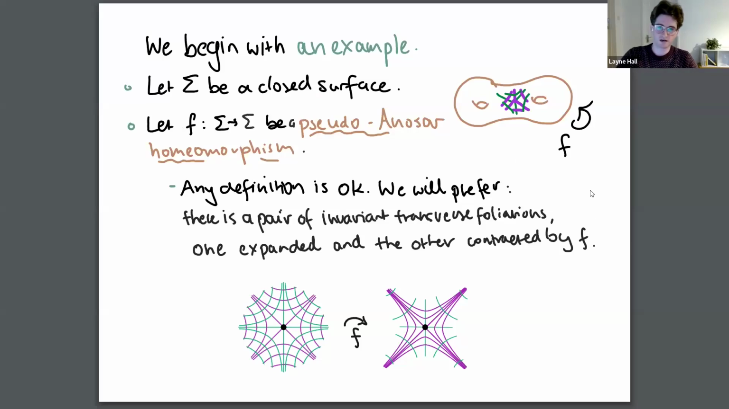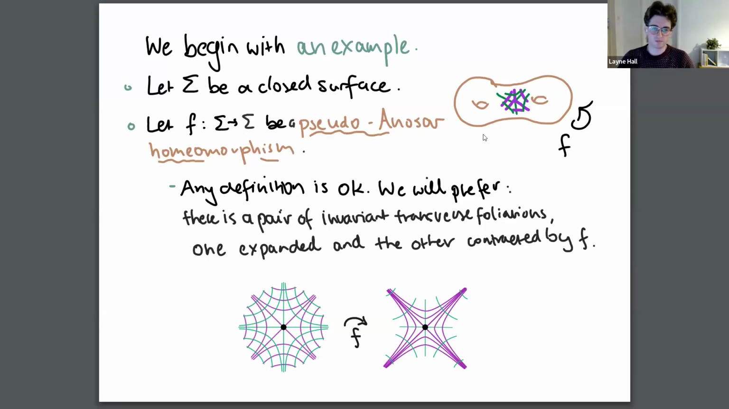So our example will start in a very familiar place. We'll have a nice closed surface sigma, which I've drawn over here. It's implicitly going to have some genus. And we're going to consider a homeomorphism of this surface that is pseudo-Anosov, right? So we just have F going on this surface. Now, any definition of pseudo-Anosov is sort of all right to keep in your head for these examples, but it will be more sensible to pick one. So I will pick one.